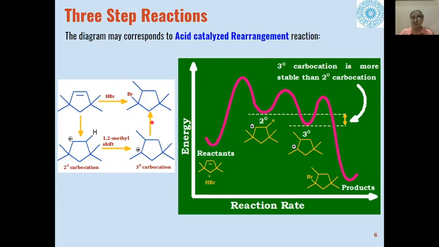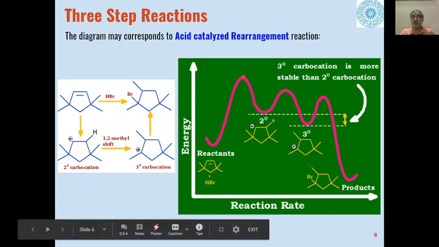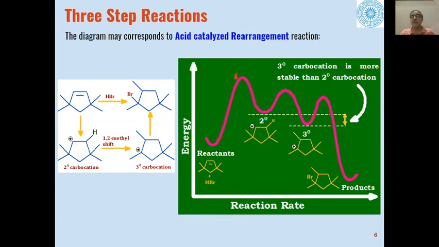This is a faster step, and the first step is the slowest step, and as the first step is the slowest step, that means the energy of this step will be the highest energy. So this much activation energy is required for conversion of these two reactants into the transition state where the HBr approaches the carbon-carbon double bond, and this will be your first transition state in the reaction, and this first transition state will lead to the formation of a secondary carbocation.